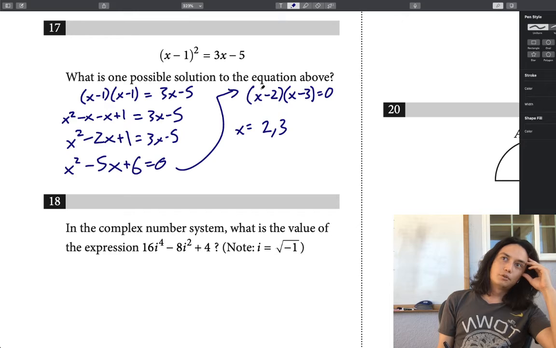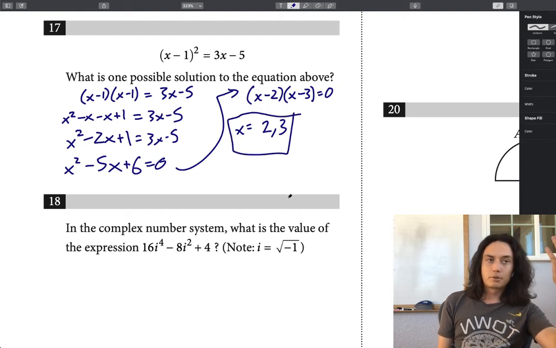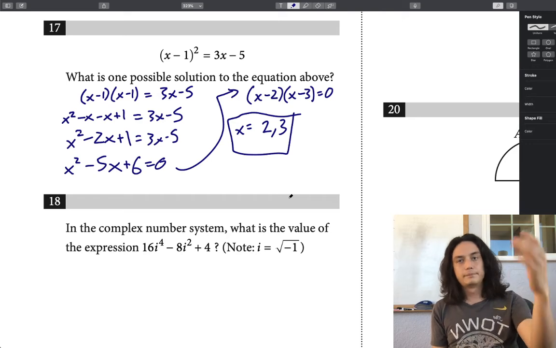Because 2 minus 2 turns this into a 0, which makes this true. And 3 minus 3 turns this into a 0, which makes it true. So 2 or 3 are the answers that work for this question. Am I right? I'm right. Great.